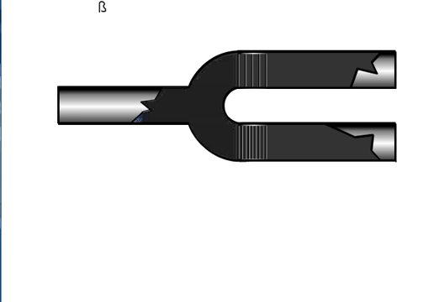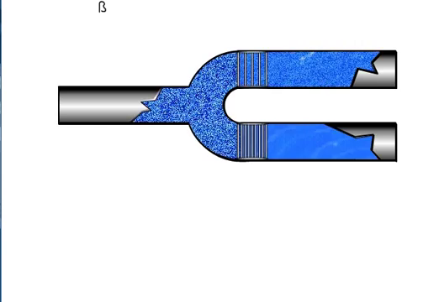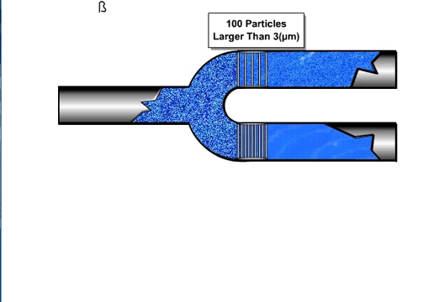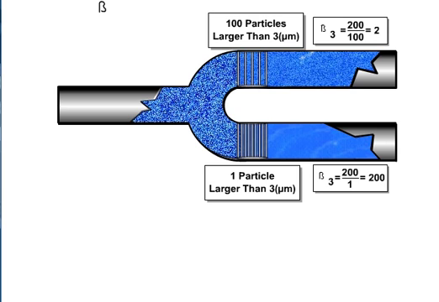In this example, there are 200 particles upstream which are larger than 3 microns. These flow up to and through the filters. A filter that allows more particles through, or in other words, one that is less efficient, has a low beta ratio. You can see that the filter at the top allowed 100 particles through. The filter on the bottom allowed only 1 particle through. If we apply these numbers to the beta ratio formula, we can see that the filter at the top has a lower or less efficient beta ratio, and the filter at the bottom has a higher or more efficient beta ratio.